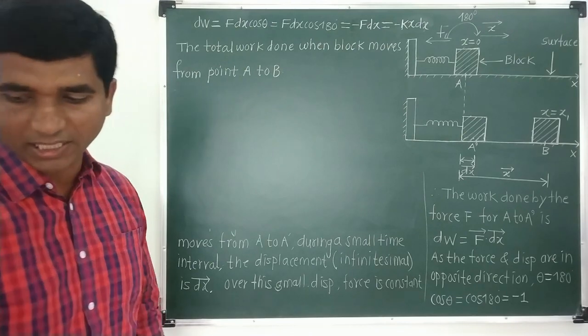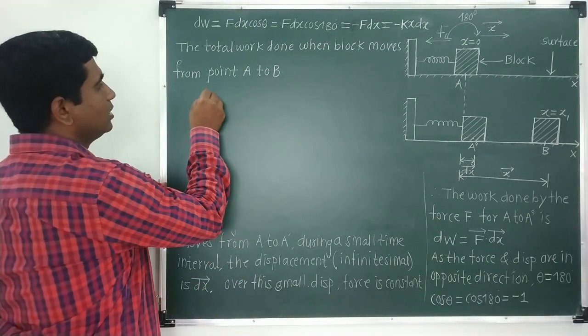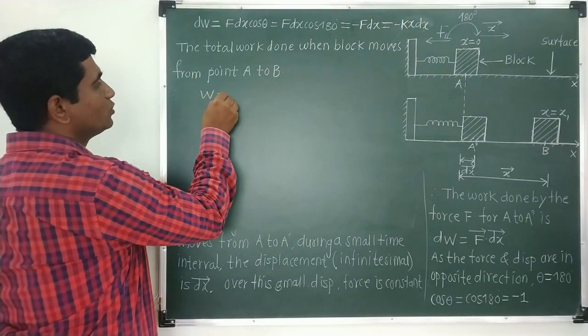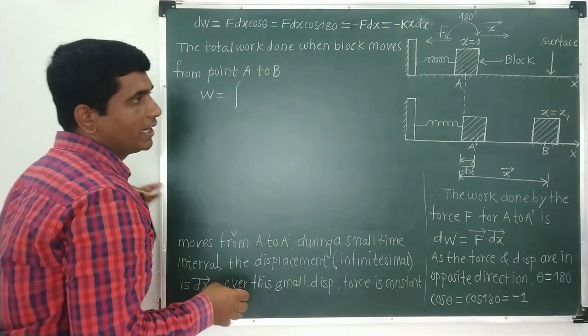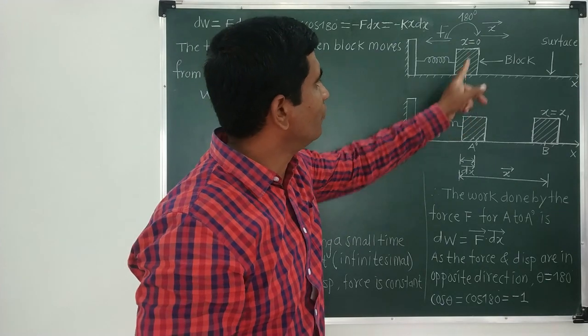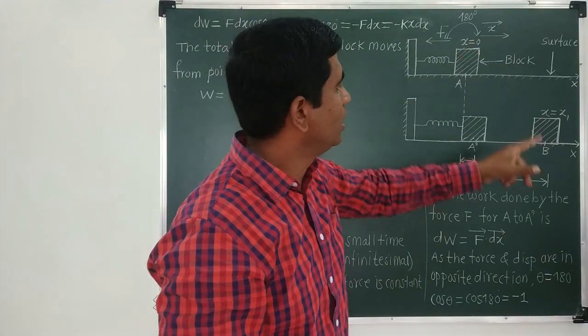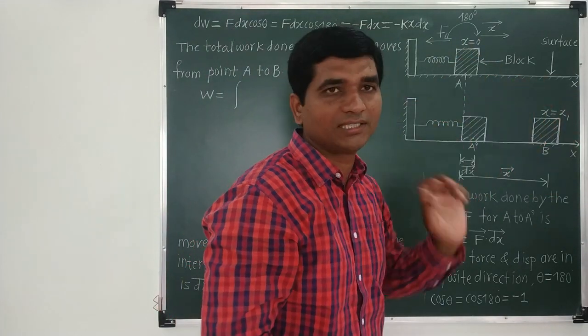Now we have to calculate that work done. So I will write that W is equal to, this will be nothing but an integral over A to B. A is this position where the displacement is 0 and at B point the displacement is x1.